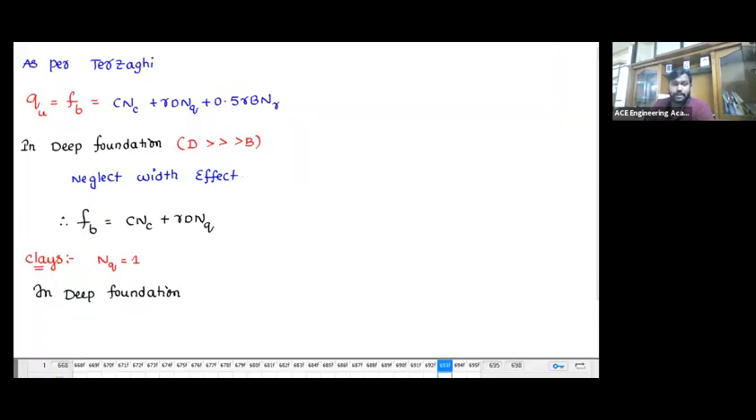In the case of the deep foundation, when Nq is equal to 1, the cNc value is much larger than the gamma D. So eventually the bearing capacity is nothing but c into Nc.